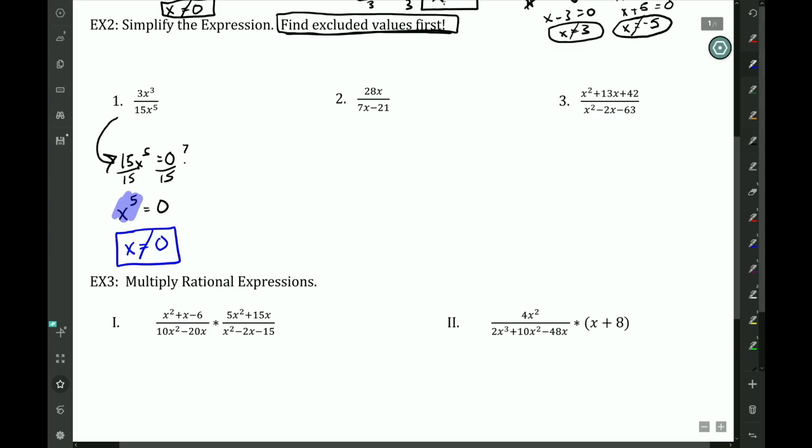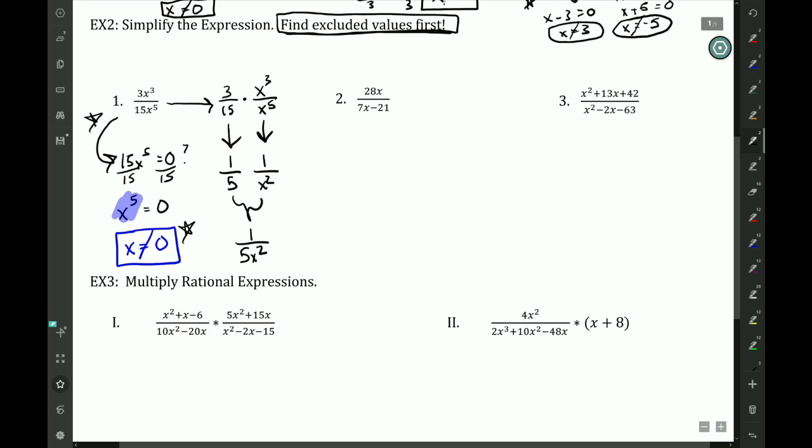And from there, it's nice and easy. So if we look at this as 3 over 15 times x to the 3rd over x to the 5th, well, 3 over 15, you can even type that in your calculator. You should know that's 1 over 5. And x to the 3rd over x to the 5th, this is why we did exponent stuff. This is really 1 over x squared. And if you combine that little thing, it's just 1 over 5x squared. Okay? Check for excluded values first.